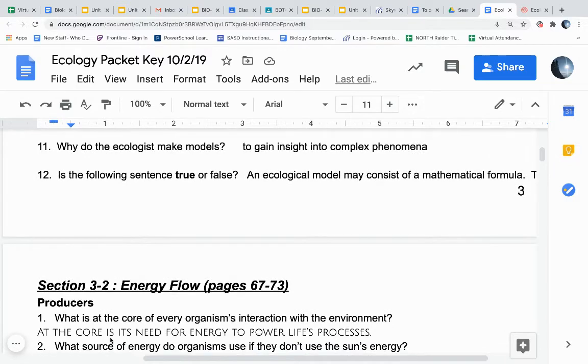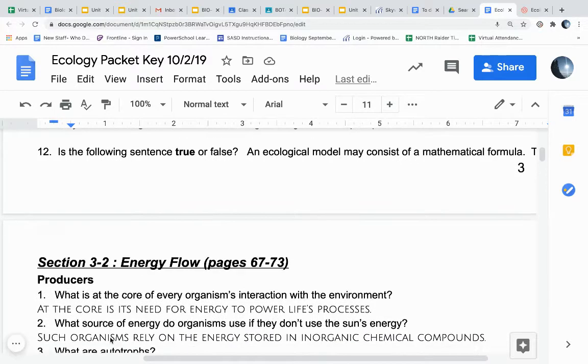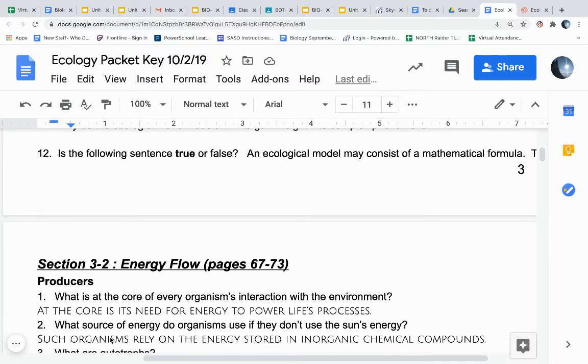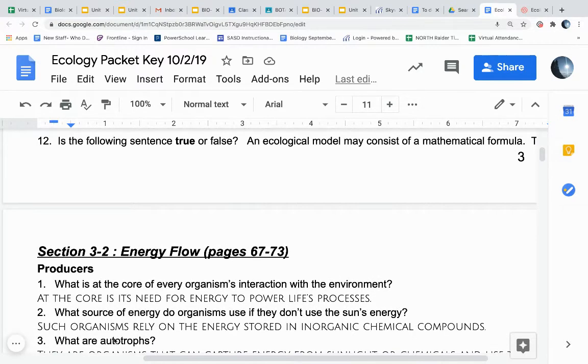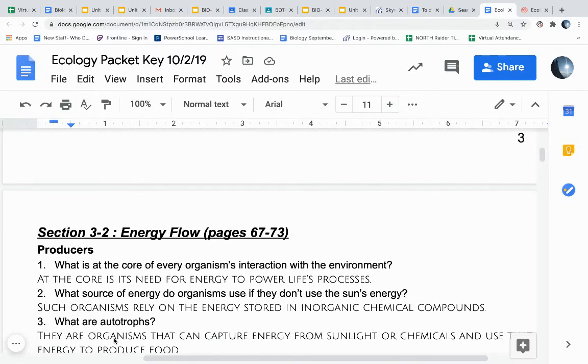What source of energy do organisms use if they don't use the sun's energy? So they can actually use chemical compounds like sulfur, for example. And these are called not photoautotrophs, but they're called chemoautotrophs in a process known as chemosynthesis instead of photosynthesis. So such organisms rely on energy stored in inorganic chemical compounds.